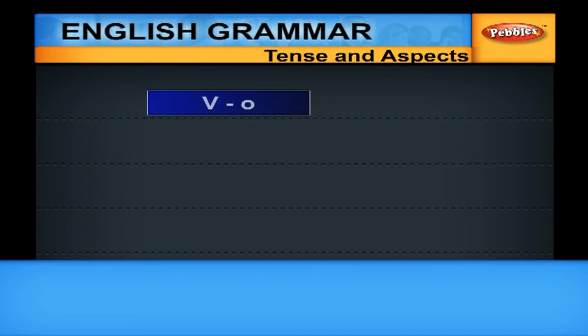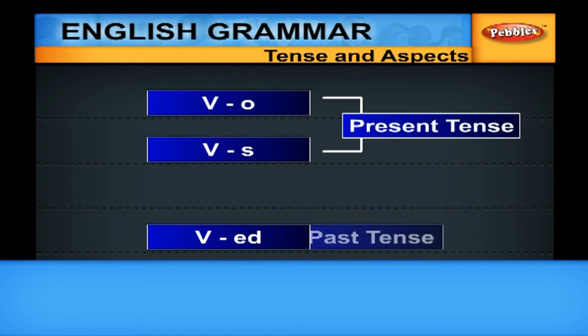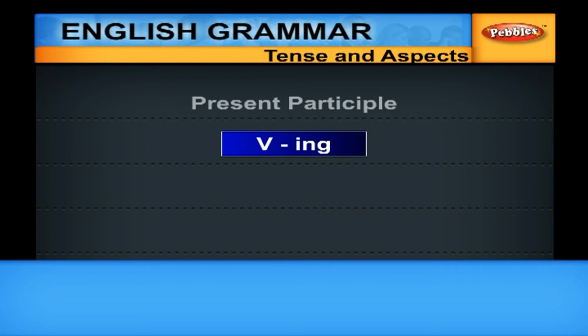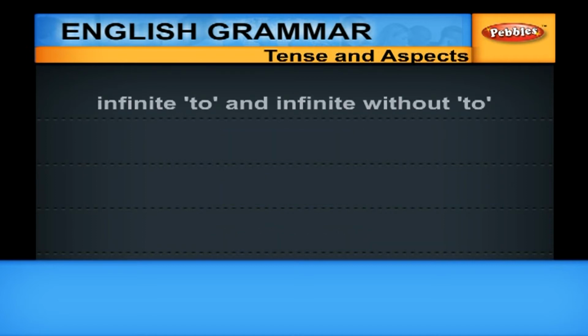So, this is what we mean by verbal paradigm. VO, VS, VED. VO, VS, present tense. VED, past tense. Finite verbs, independent lexical items. VING, present participle. VEN, past participle. Present participle VING and past participle VEN need helping verbs to form verbal constructions. Then we have the infinitive with to and the infinitive without to.